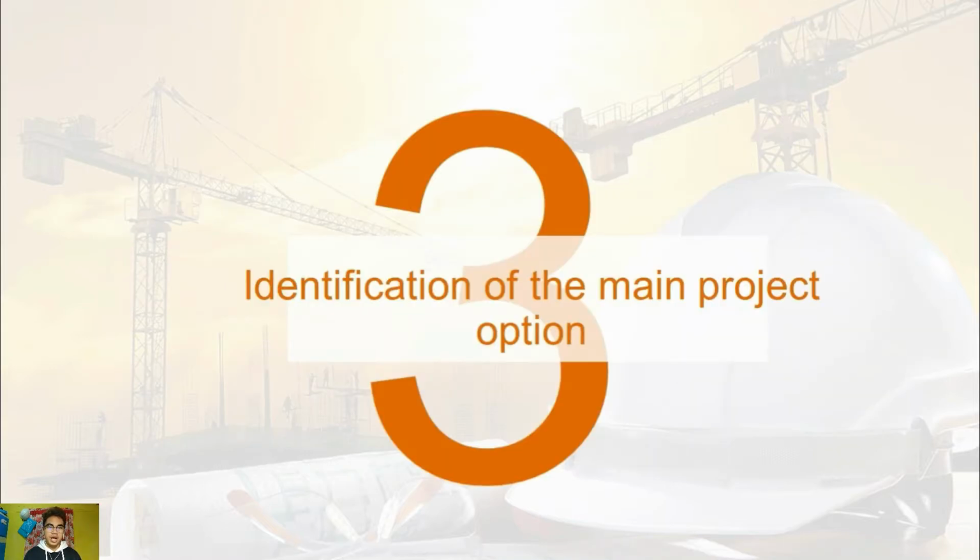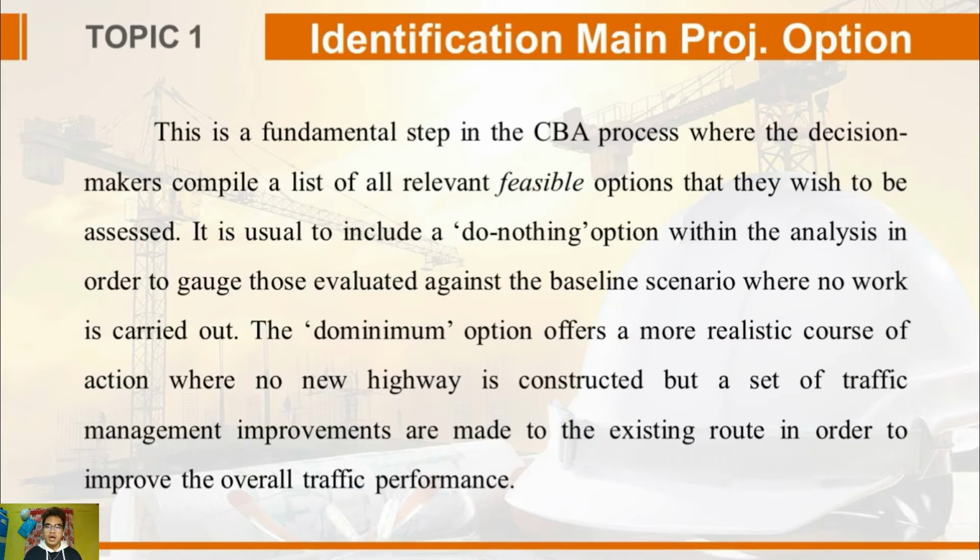Identification of the main project options. This is a fundamental step in the CBA or cost-benefit analysis process, where the decision makers compile a list of relevant feasible options that they wish to be assessed. It is usual to include a do-nothing option within the analysis in order to gauge those evaluated against the baseline scenario where no work is carried out.